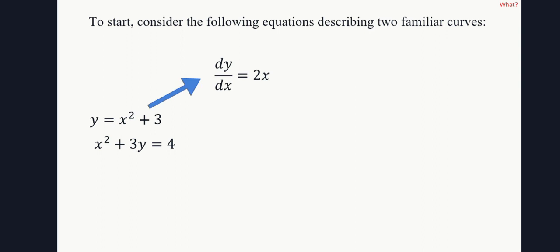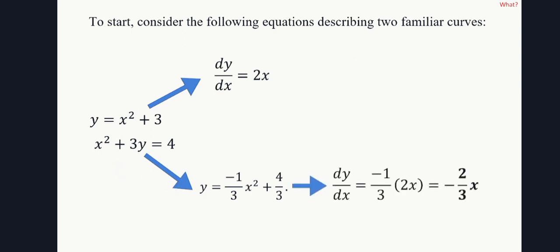So para makuha naman yung derivative ng x squared plus 3y is equal to 4, we will equate the function to y. So transpose yung x squared sa kabila, then divide by 3. Ito na yung equivalent function of your second function. Saka na tayo gagamit ng differentiation rule. That is, dy over dx is equal to negative 1/3 times 2x, or that is simply negative 2/3 x.